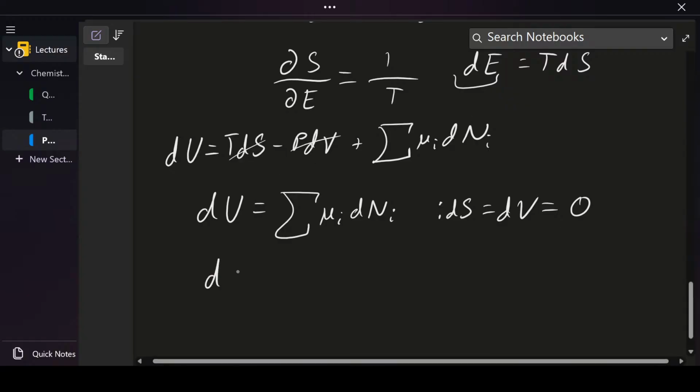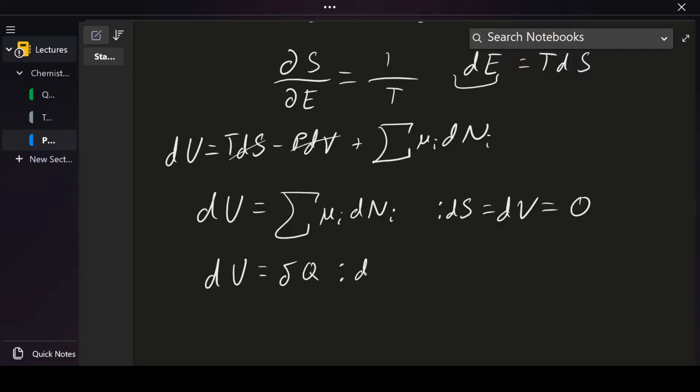Differently, if I wanted to consider the heat change of my system, dU is equal to delta Q, given that I keep the chemical makeup of my system and the volume constant.